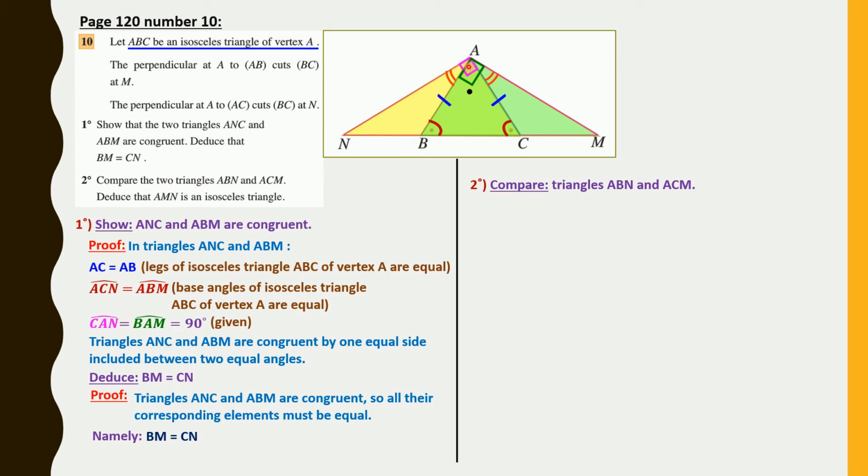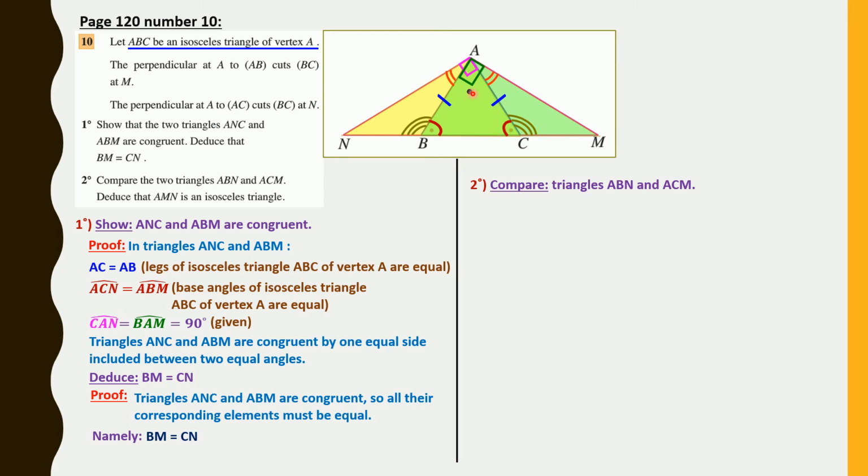Now let's prove that angle ABN is equal to angle ACM. In fact, angles ABN and ABC are supplementary angles. So angle ABN is the supplement of angle ABC. And here also angle ACM and angle ACB are two supplementary angles. So angle ACM is the supplement of angle ACB.